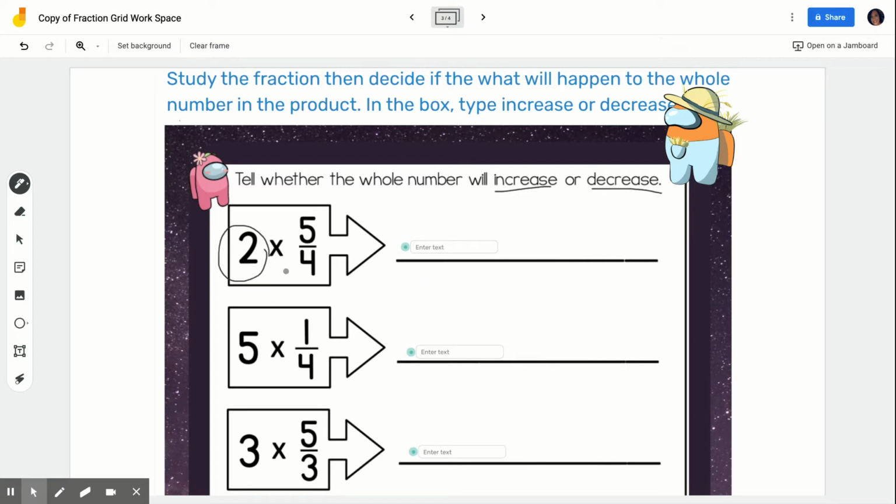Then once you decide, you're going to come into this box. It's going to have to be spelled correctly to be marked correct, just because the text makes you be very accurate. So use this as a key to help you with spelling if you need to. Remember, increase means go up, something going up, and decrease means something going down. So look at these fractions, decide if this whole number is going to increase, go up, or decrease, go down, and then type your answer here.